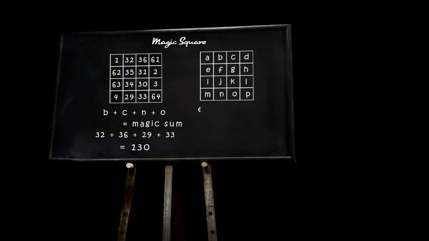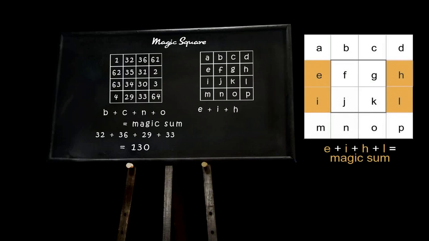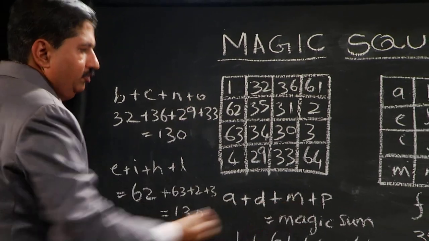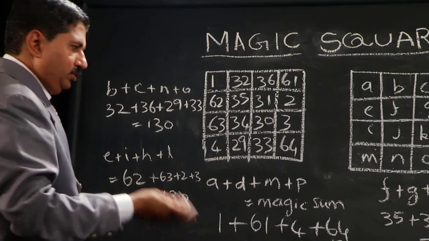And one more rule. E plus I plus H plus L. That also gives you the magic sum. That is, E is 62 plus 63 plus 2 plus 3. This also gives you the 130 magic sum. Okay, we have seen 6 rules. There are still more rules to come.